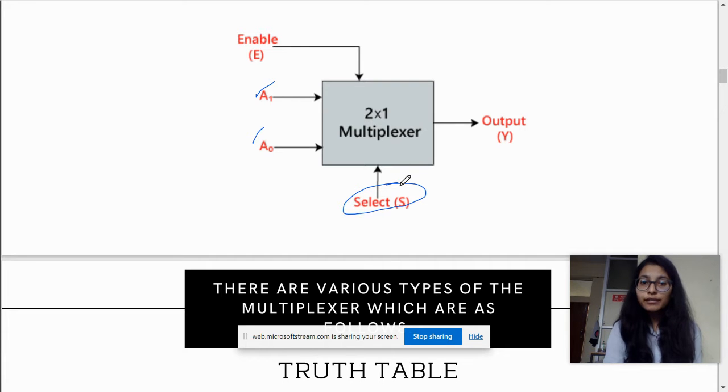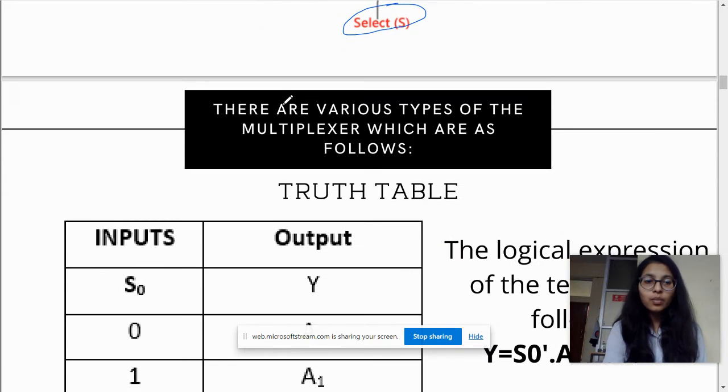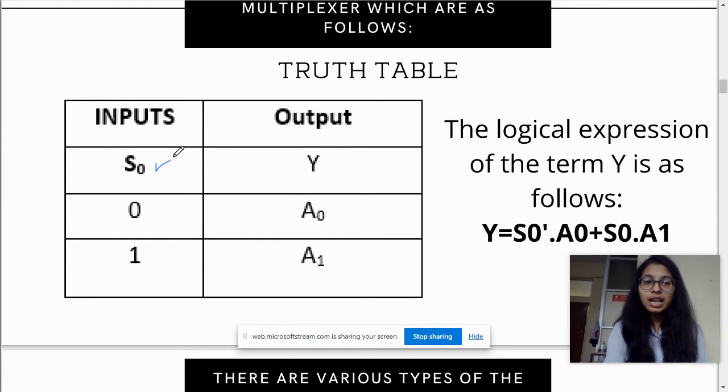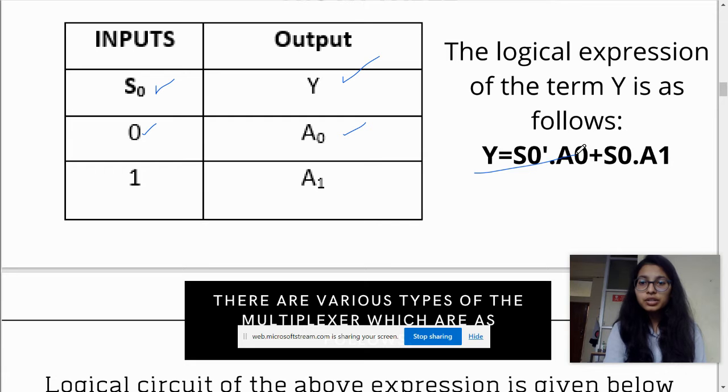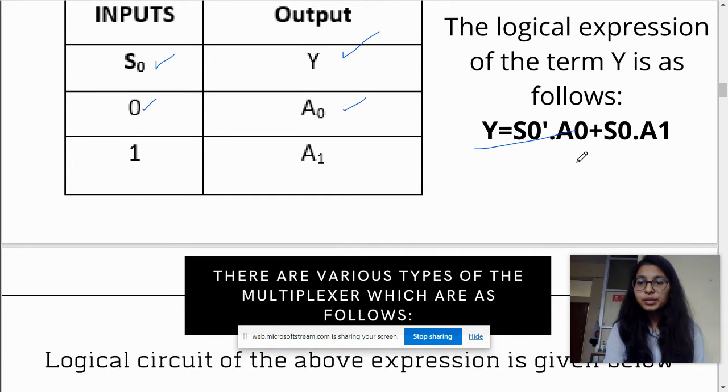It would be A0 if our selection line is 0, and it will be A1 if our selection line is 1. So you can see this is the selection line and this is the output. I already told, if it is 0, then our output is A0, and if it is 1, the output is A1. We can frame this logical expression with the help of this truth table itself. Since it is 0 here, we have to take the bar. So it will be S0 bar into A0 plus S0 into A1. So we get the expression: y is equal to S0 bar into A0 plus S0 into A1.